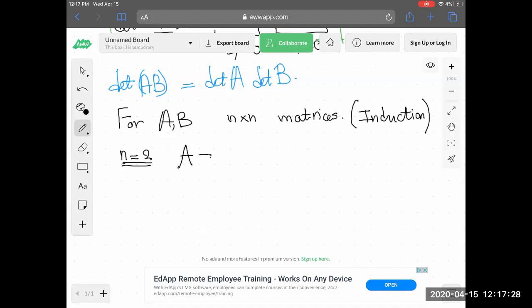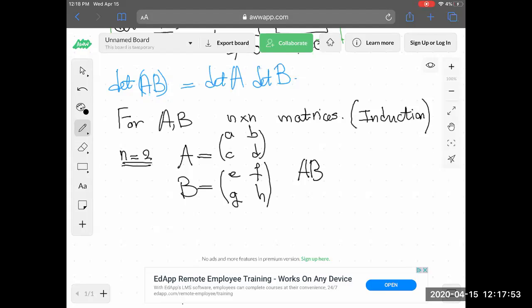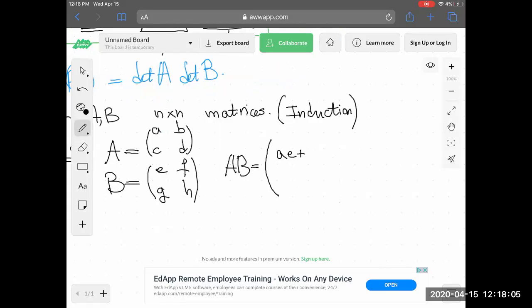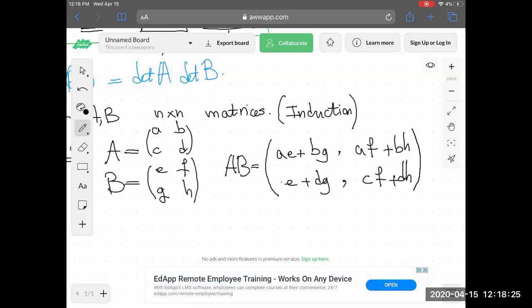As you mentioned, for 2 by 2 matrices there is a simple formula for determinant. So if A is (A, B; C, D) and B is (E, F; G, H), we want to show determinant of AB is equal to determinant of A times determinant of B. So AB is equal to (AE plus BG, AF plus BH; CE plus DG, CF plus DH). That's AB.